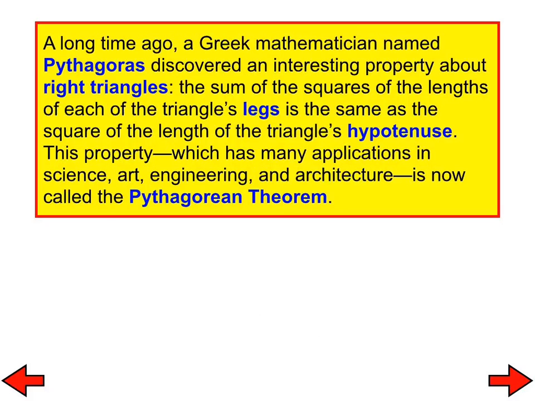A long time ago, a Greek mathematician named Pythagoras discovered an interesting property about right triangles. The sum of the squares of the lengths of each of the triangle's legs is the same as the square of the length of the triangle's hypotenuse. That's a lot of writing there. This property, which has many applications in science, art, engineering, and architecture, is now called the Pythagorean Theorem.